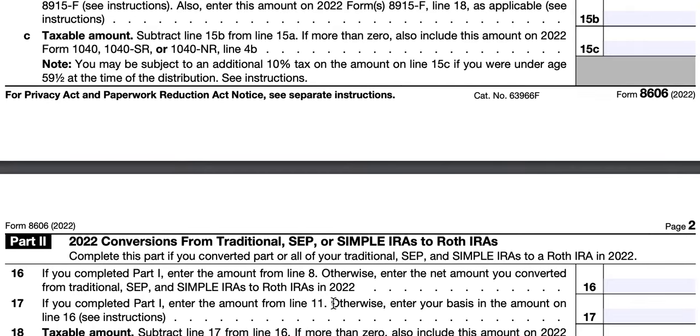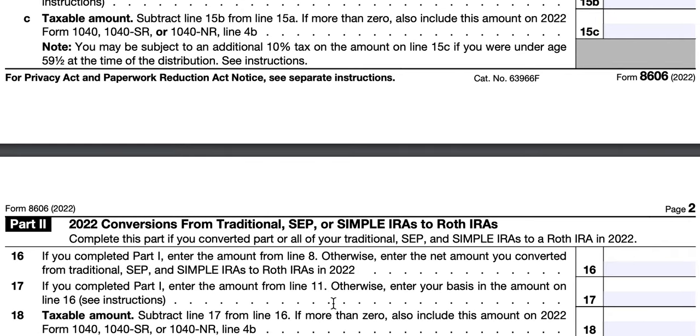In part 2, you're going to take most of this information from parts that you entered in part 1. So you only need to complete this part if you did any conversions, any Roth conversions in the tax year. So if you didn't do Roth conversions, you'll be skipping this. So in line 16, enter the amount from line 8.